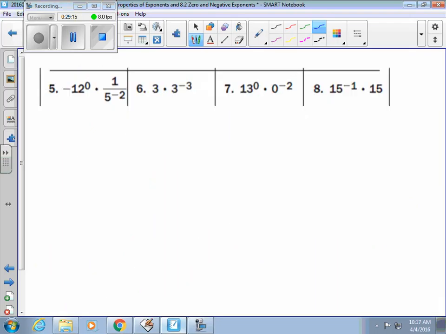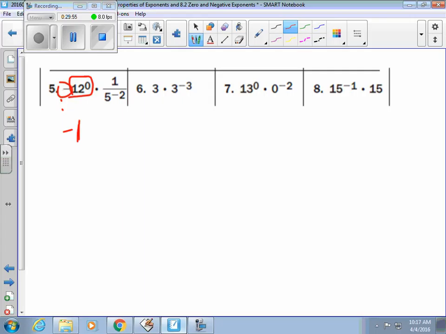Number 5 says negative 12 to the 0 power times 1 over 5 to the negative 2. Now, number 5 is a very tricky one. It's only very tricky because negative 12 is not being raised to the 0 power. This is a very, very common mistake. Pay attention. Only 12 is being raised to the 0 power. So that's going to give you the number 1. Then this is going to come down in front of it to give you negative 1. Very, very common mistake students make. It would have to be in parentheses to be raised to the 0 power to make it positive 1.